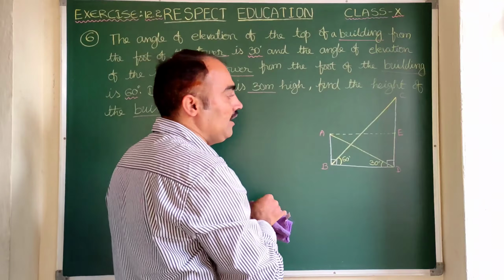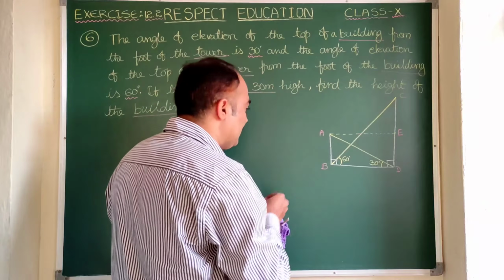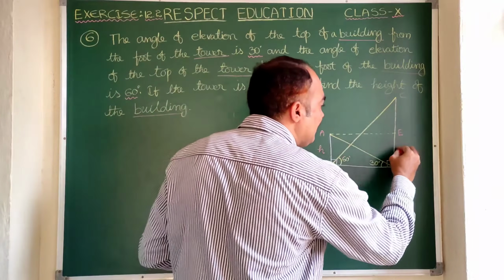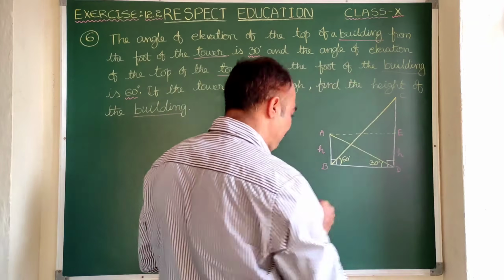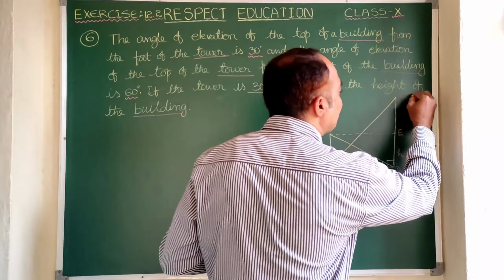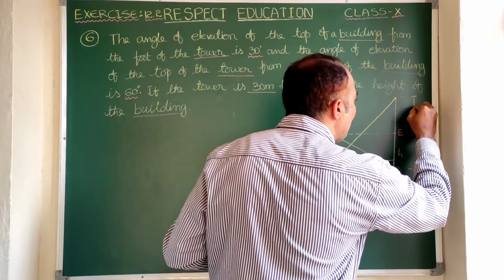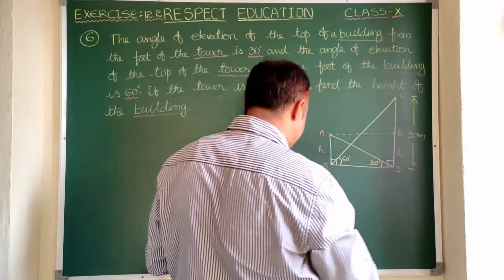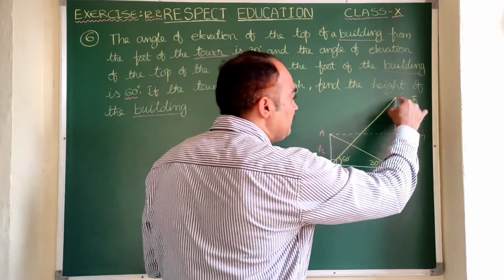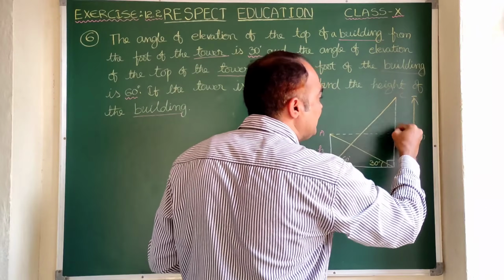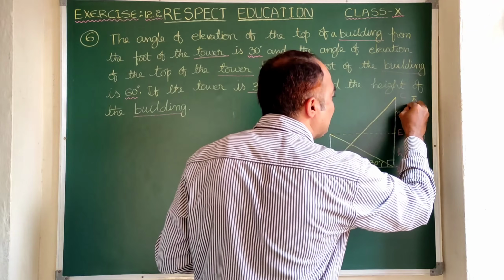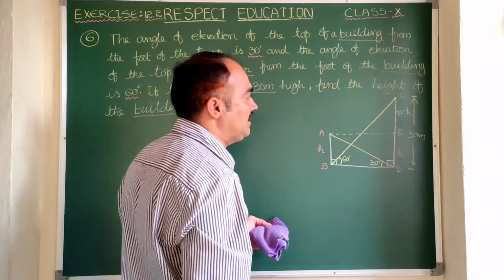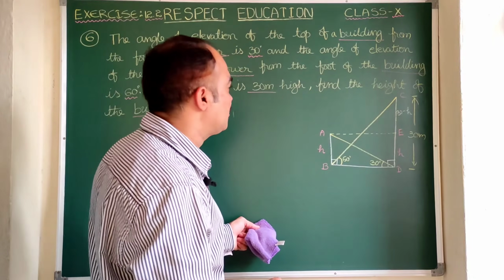Now we are asked to find the height of AB. Let me take this as h meters, for example. Since it is a rectangle, ED will also be h meters. Also given that the height of the tower from C to D is 30 meters. Let us understand clearly: if the total is 30, and this part is h, the rest of the height CE will be 30 minus h. Now this is the suitable diagram for this question.